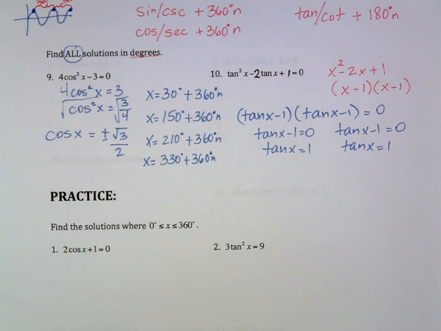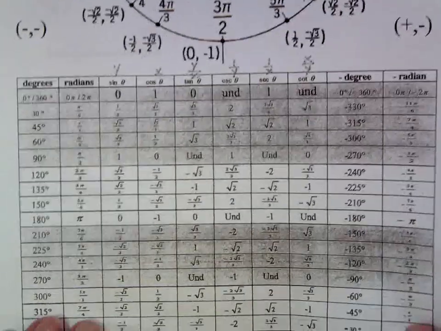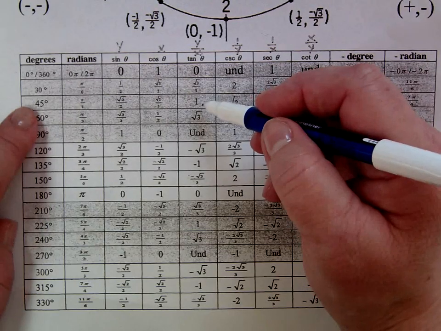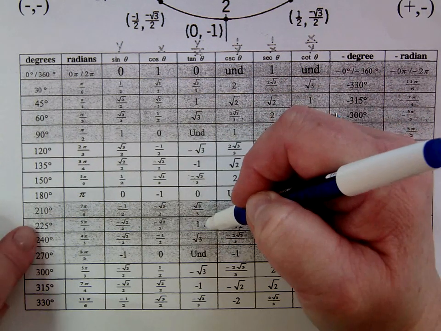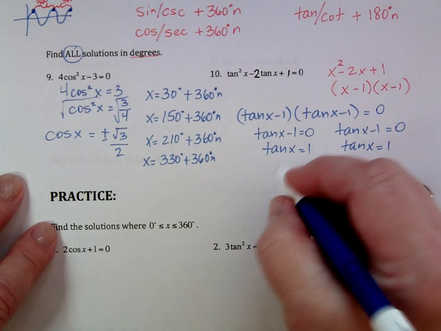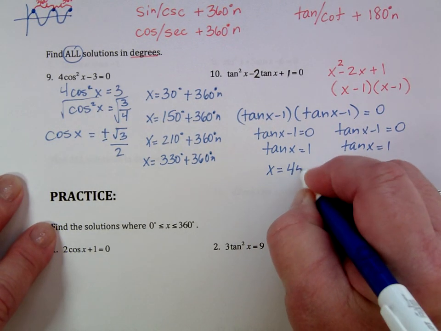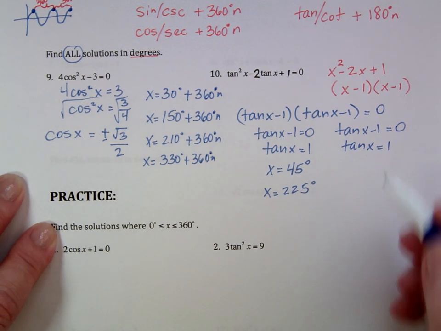So I'm going to go to my handy dandy chart and look and see where the tangent is 1. I want to know in degrees where that's going to happen. So tangent is 1 at 45 degrees. Keep going. Where else is it 1? It's negative 1, but we don't want that. We want positive 1. 225. So I've got 45 and 225. X equals 45 and 225. Same answers for this, so I really don't have to repeat them.